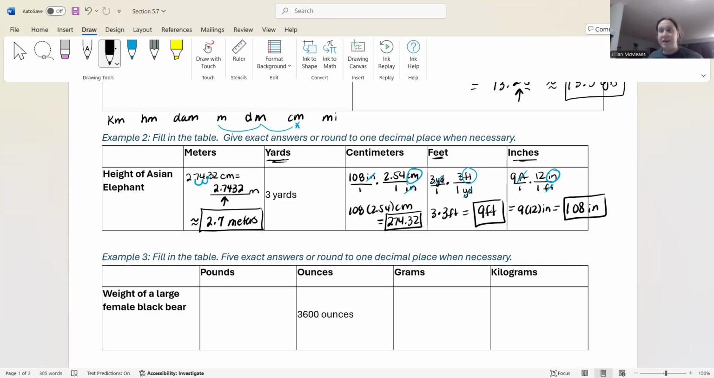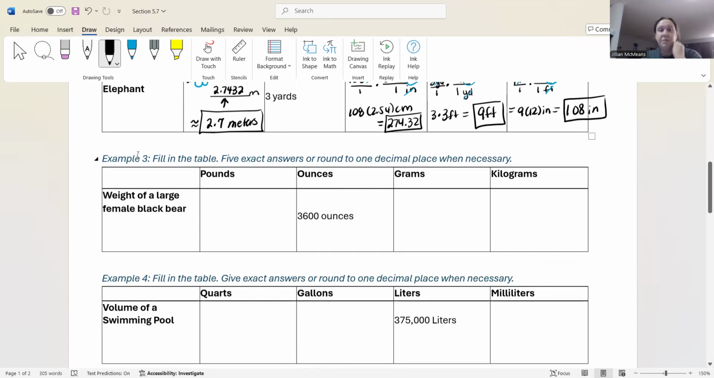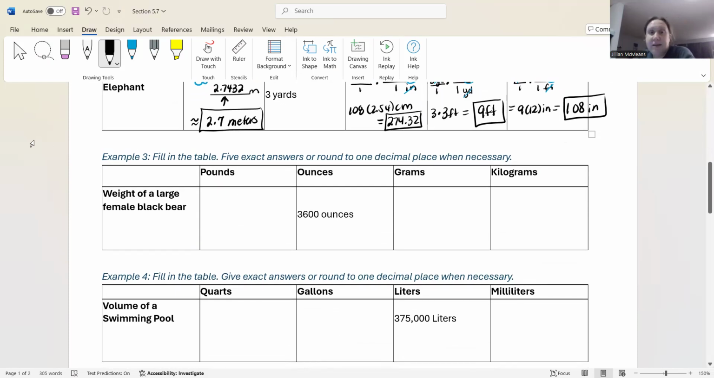Now, I wish I hadn't given us 3 of these to work through, but hindsight is 2020. So let's look at example 3, and then once we do example 3 and 4, that'll be the end of this video. So example 3 says fill in the table, give exact answers, or round to 1 decimal place when necessary, and we have the weight of a large female black bear.